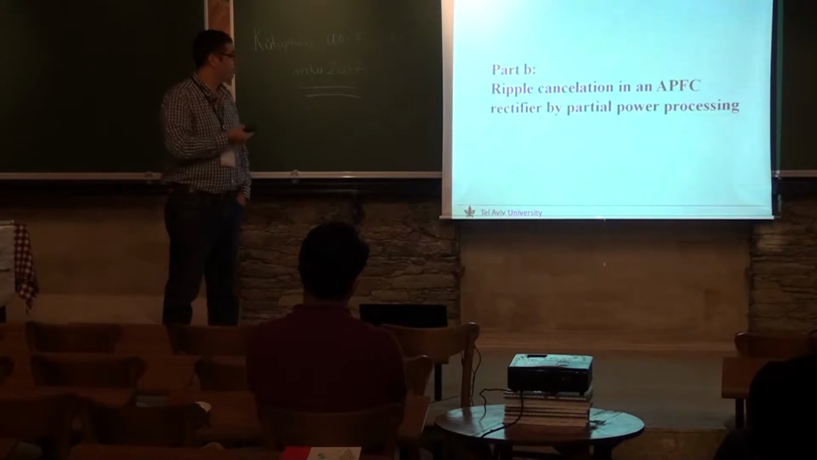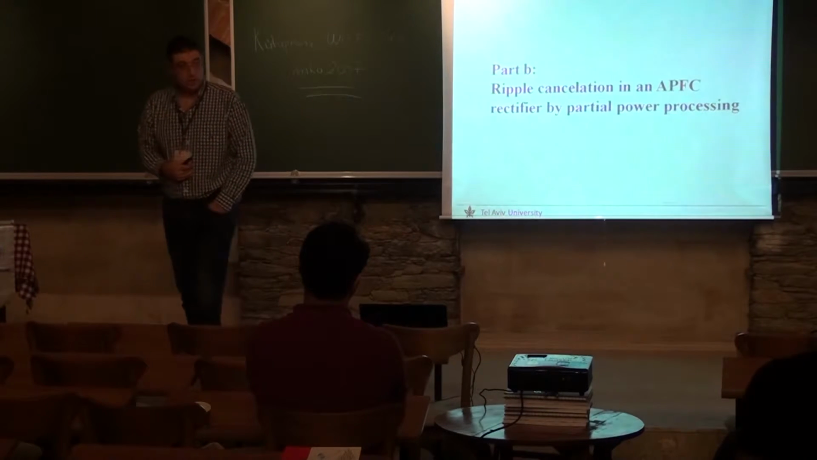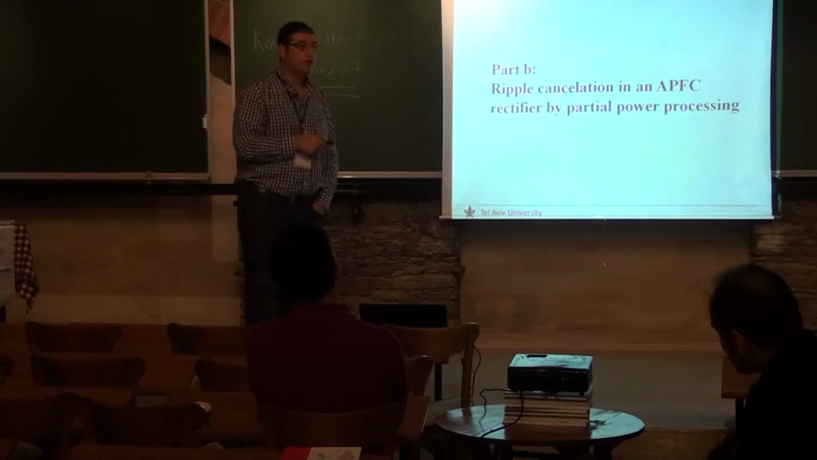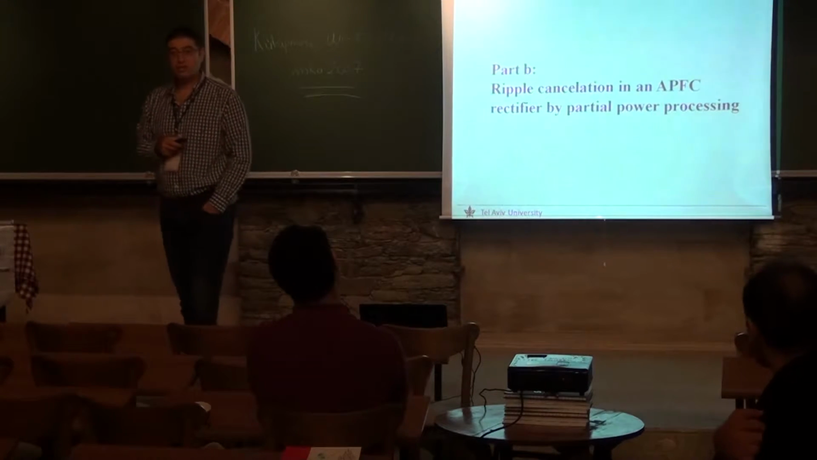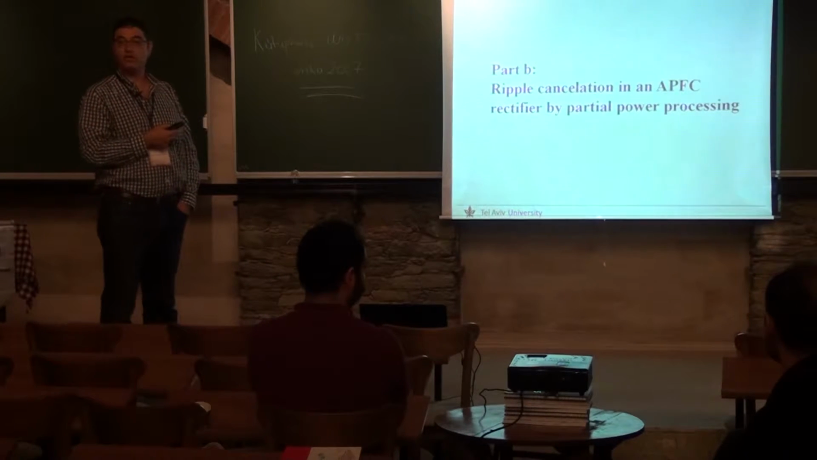Okay, so we're starting part B. Don't worry, it's not much longer than part A. This is an example of ripple cancellation in a rectifier. Again, applying this concept of partial power processing.